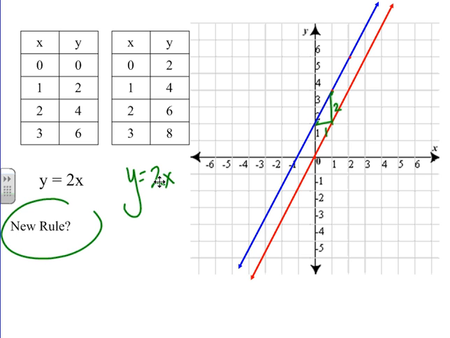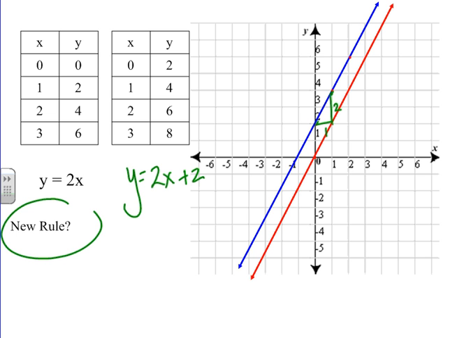What's missing? Well, what's missing is that we need to add 2 more to make this rule or this equation work. So if I put a 1 in there, 2 times 1 is 2, plus 2 is 4. If I put a 2 in there, 2 times 2 is 4, plus 2 is 6. I put a 3 in there, 2 times 3 is 6, plus 2 is 8. So this new rule is helping us to establish this line and get those points.